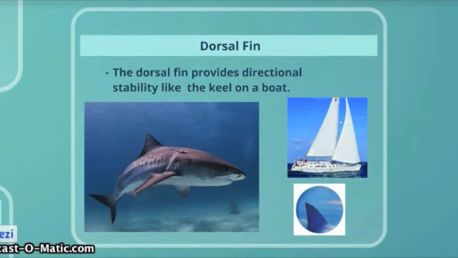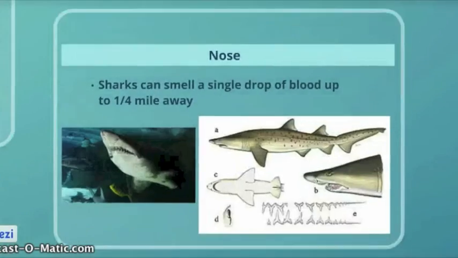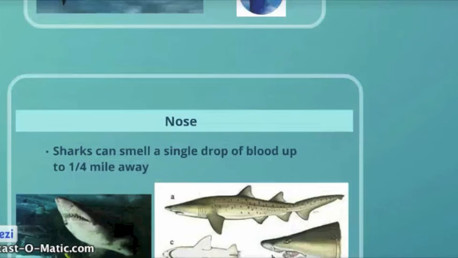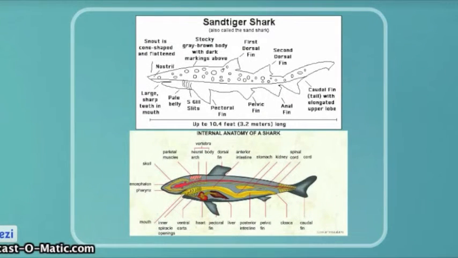Dorsal fin. The dorsal fin provides directional stability, like the keel on a boat. Nose. Sharks can smell a single drop of blood from a quarter mile away. This is the anatomy of a sand tiger shark.